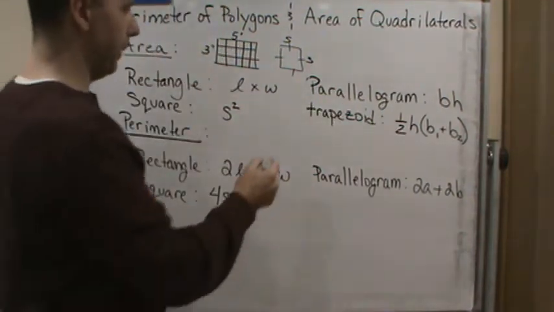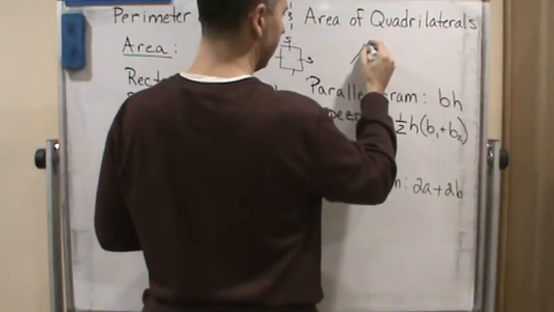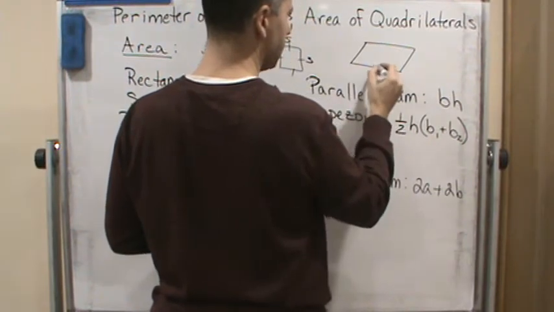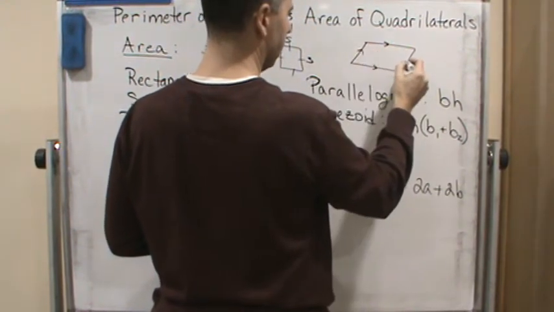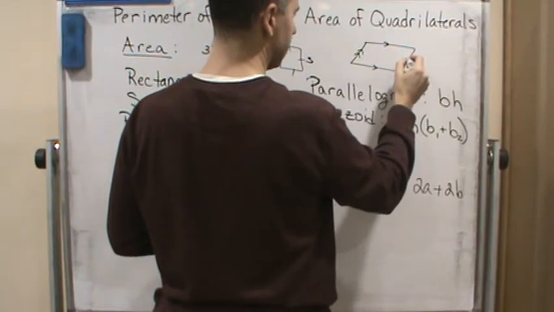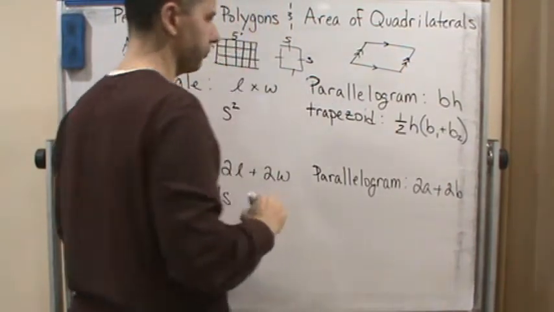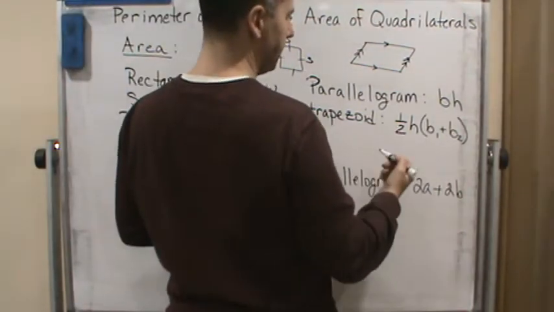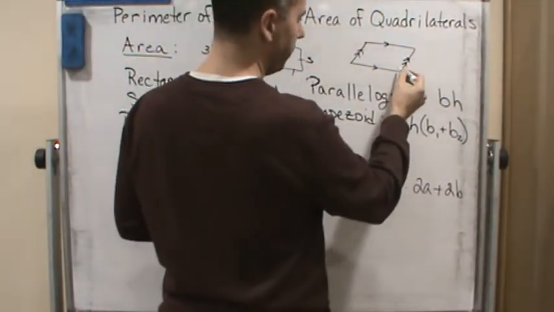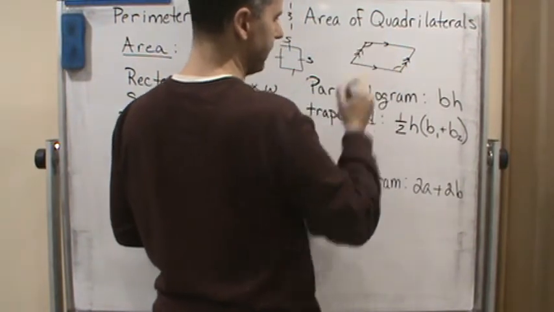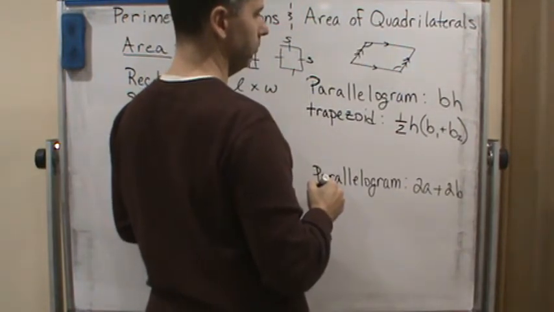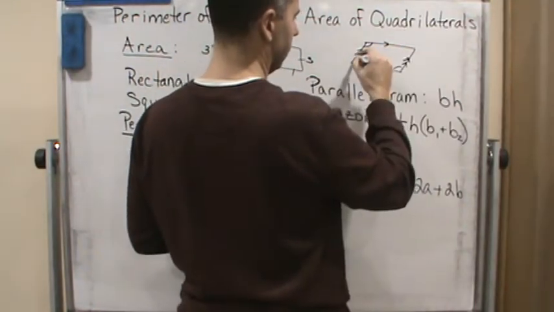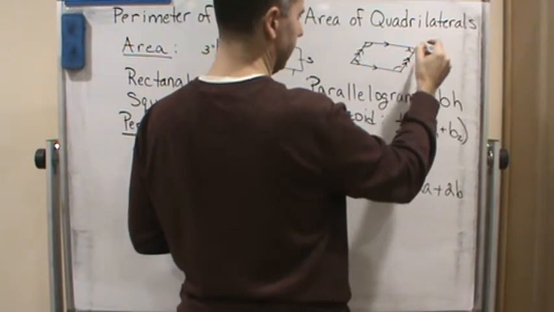Parallelogram. A parallelogram, again, is a quadrilateral that has two sets of parallel sides. Okay? So again, what happens? Well, you know this angle is going to be equal to this angle, right? And this angle is equal to that angle.